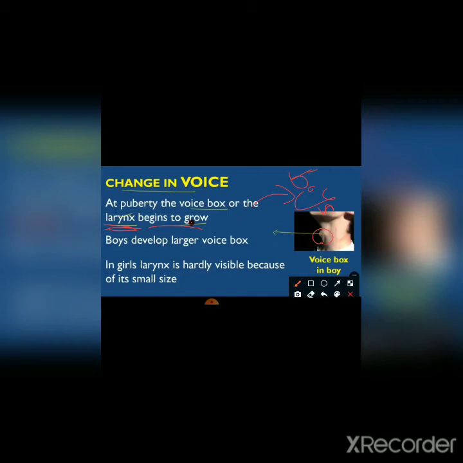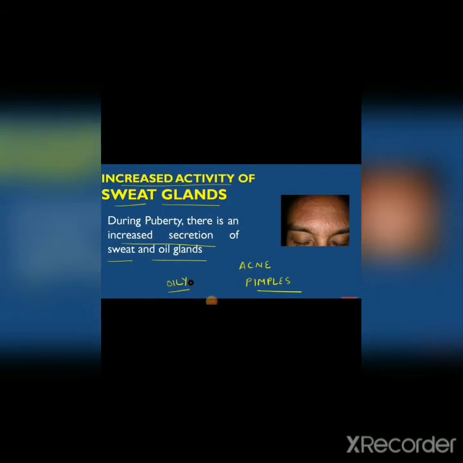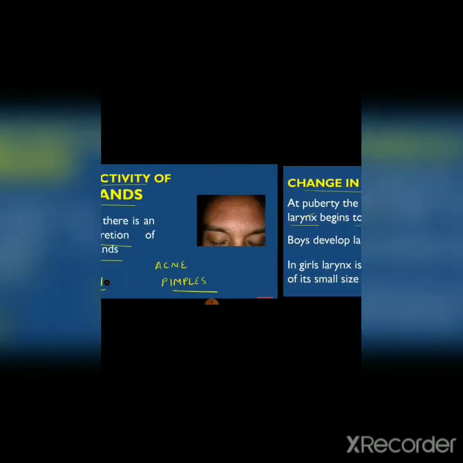As you are able to see ये थ्रोट वाला जो पोर्शन प्रोट्यूट हो जाता है ना, प्रोट्यूट फ्रॉम द थ्रोट पोर्शन. Boys develop large voice box. In girls, larynx is hardly visible because of its small size. Girls में इसका size small होता है in comparatively boys. Here boy seems है ना, boy का throat में कुछ protrude from the throat part is seems. It is prominent. Due to prominent, it is protrude from the throat, and that is also named Adam's apple.